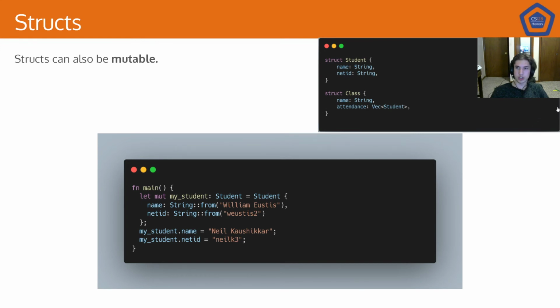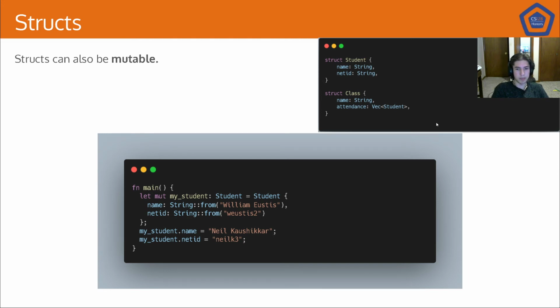We can also define our structs to be mutable. So we can say, hey, I want to be able to change these values. And so we can change it to Neil and Neil K3. And that's pretty much it. I mean, at this point, this is the vast majority of the discussion on structs. They can hold data. Okay, not the vast majority. We haven't talked about functions yet, which you'll talk about next lesson. But in terms of how structs interact with data stored in them, this is the majority.